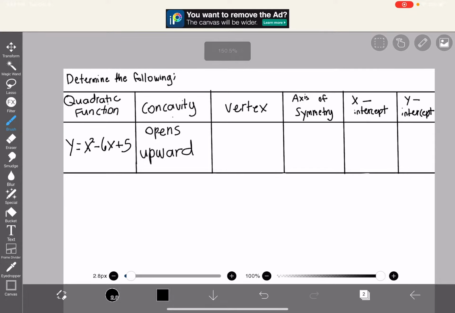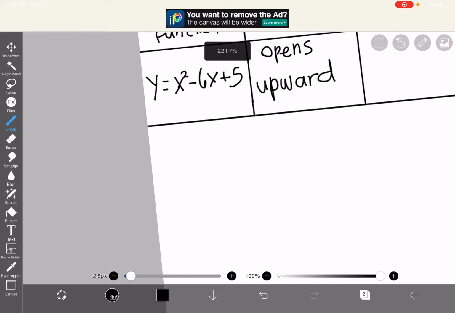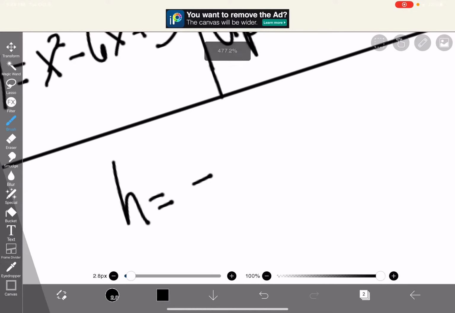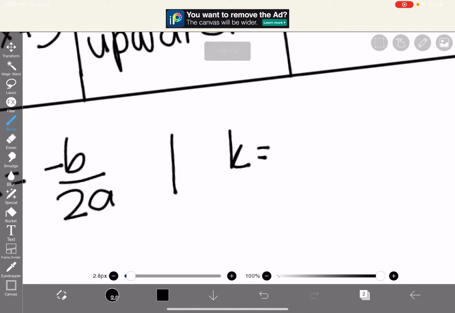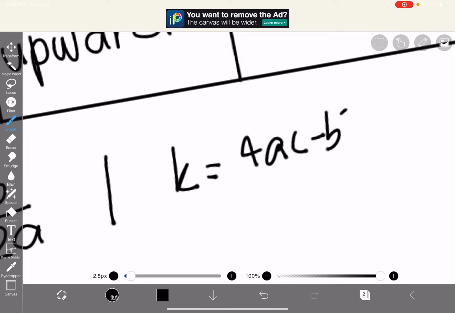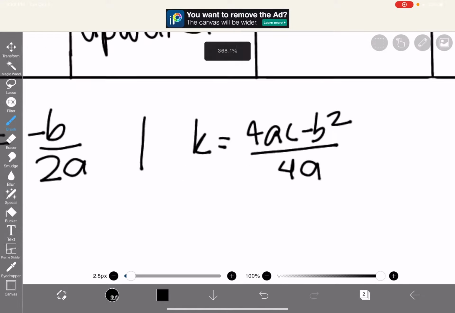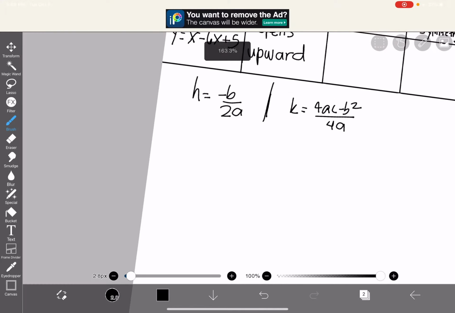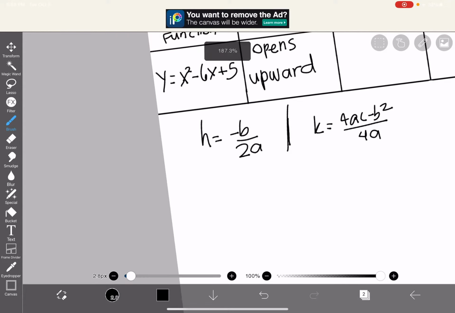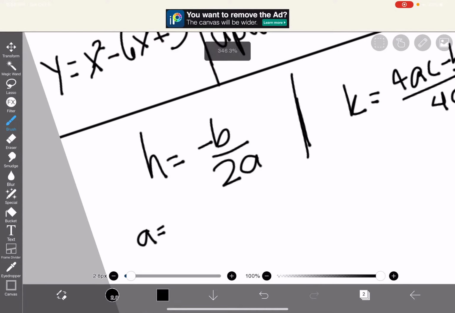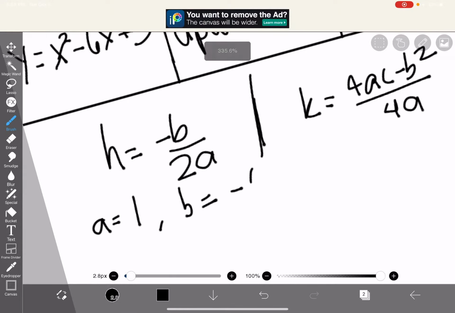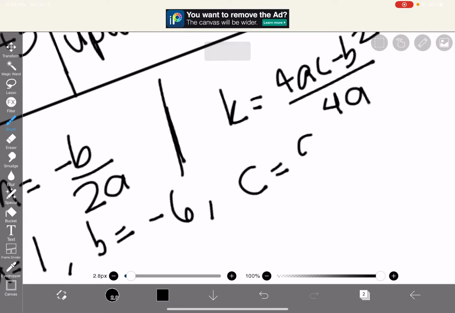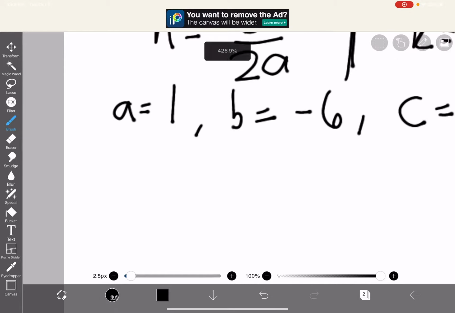If a is positive, that means it opens upward. For the vertex, we're going to be using these formulas. We have h equals negative b over 2a, and k equals 4ac minus b squared over 4a. Let's first identify the values. We have a equal to 1, b is equal to negative 6, and c is equal to positive 5.